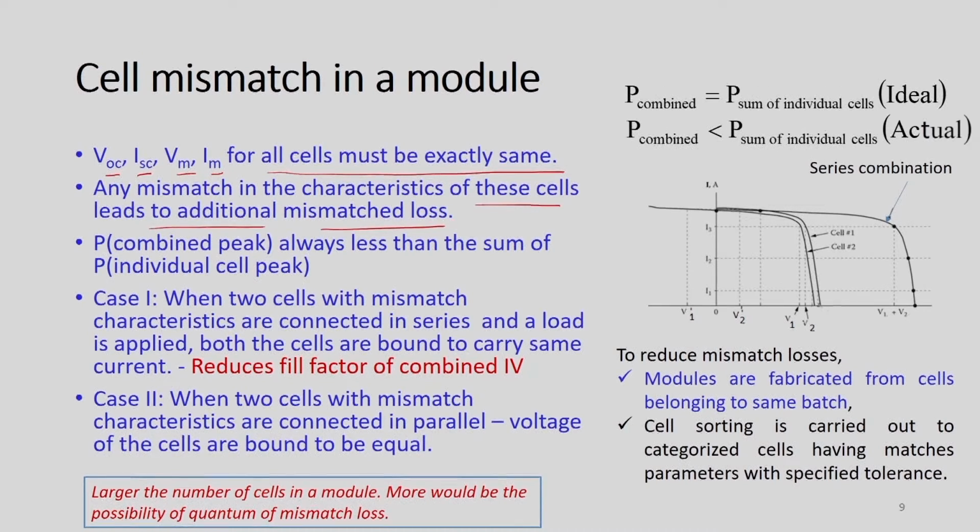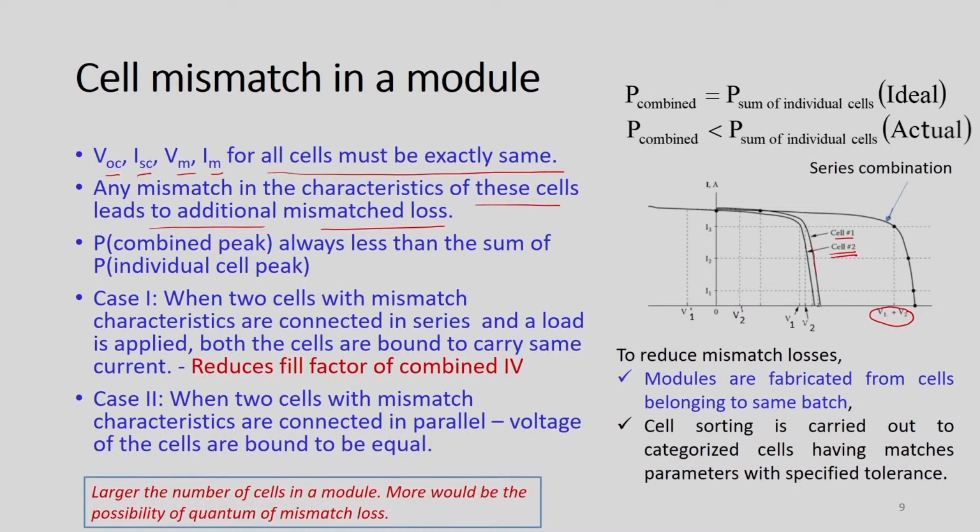So, what happens if we consider two cells? This curve is for cell 1 and this curve is for cell 2. If these two cells are connected in series, what happens? We can generate a combined IV characteristic. This is the combined IV characteristic, and the combined voltage will be V1 plus V2, right.